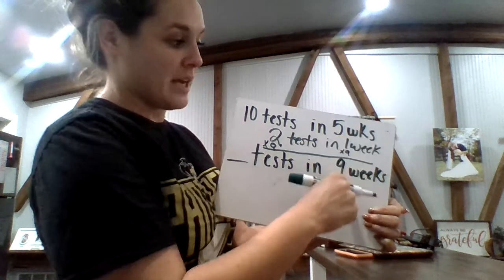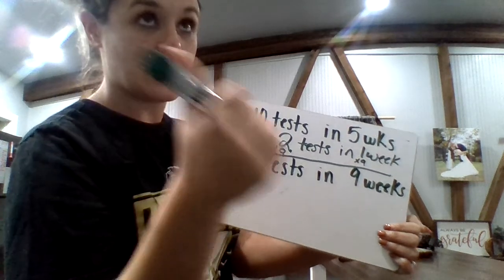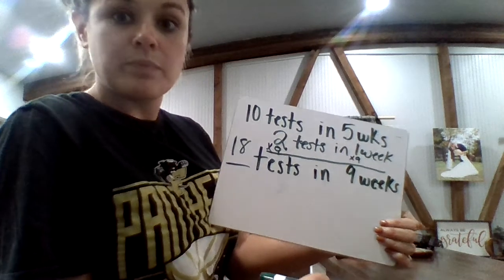So we know 1 times 9 is 9 weeks. 2 times 9 is what? 9, 18. So 18 tests in 9 weeks. Okay?